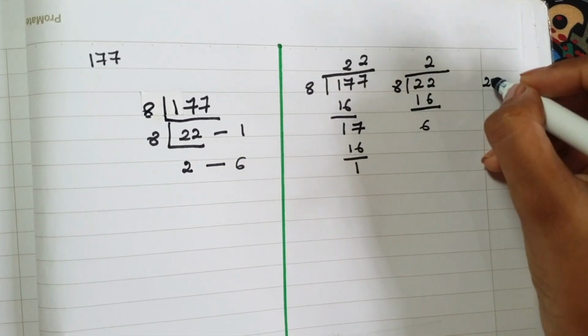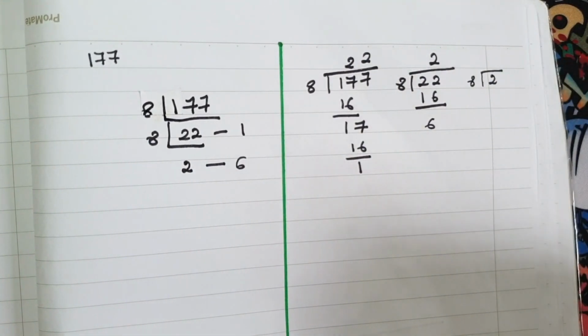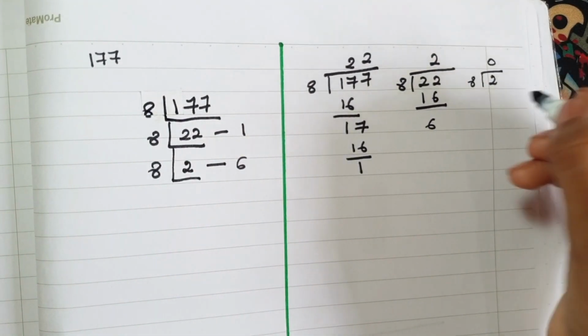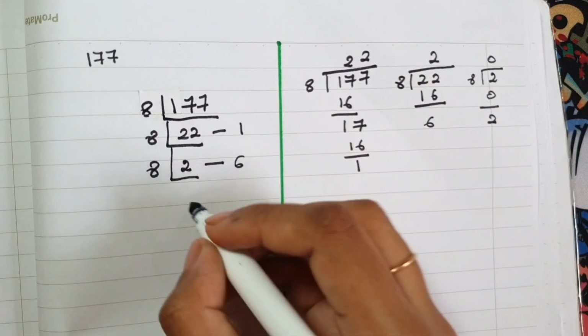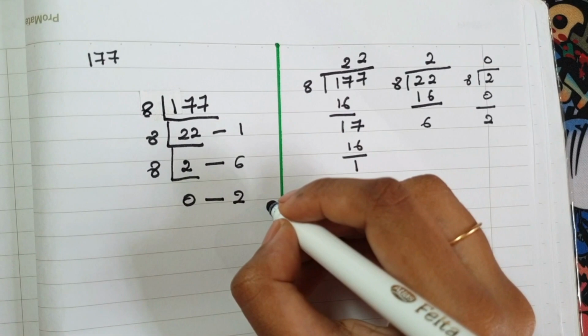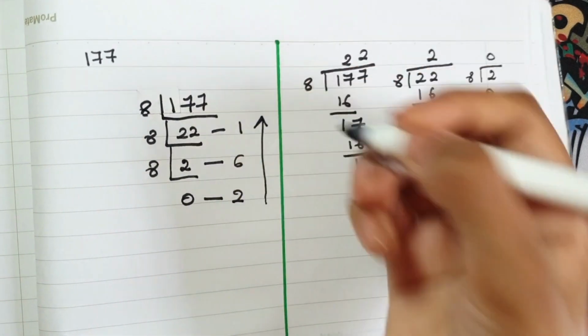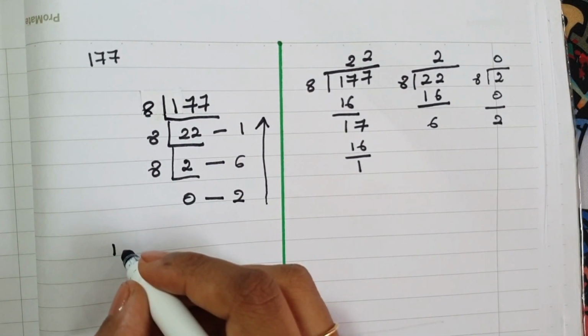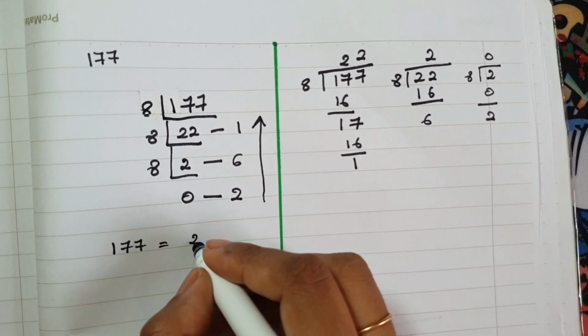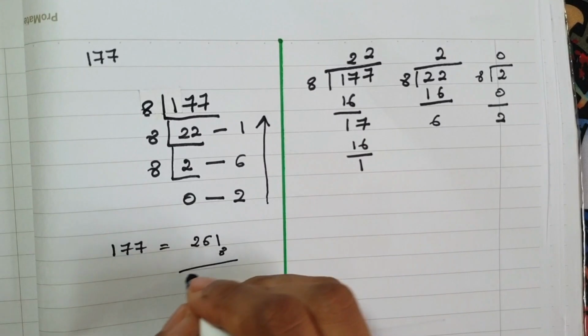Then we divide 2 by 8. It will be 0 and the remainder will be 2. Then we write from bottom to top. So the octal conversion of 177 will be 261 base 8.